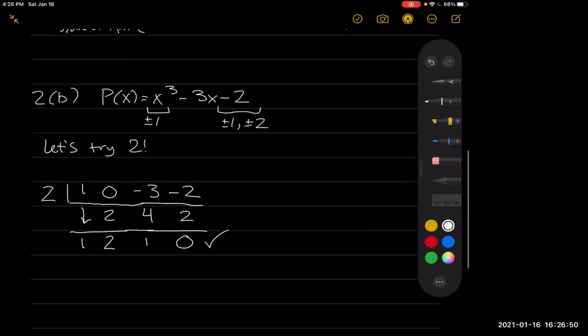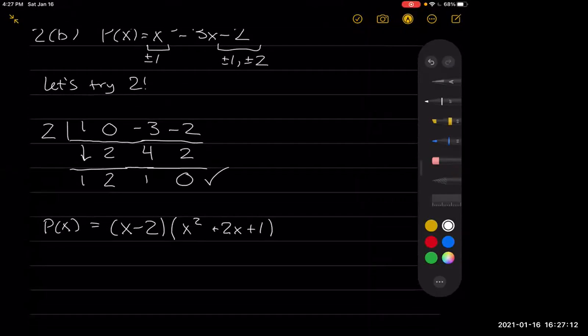So then our next polynomial, we can rewrite p of x equals x minus 2. Since +2 is our 0, x minus 2 is our factor, because when we plug 2 in, we will get 0. And then it's times x squared plus 2x plus 1. And now we're going to factor this new polynomial we got from dividing out.